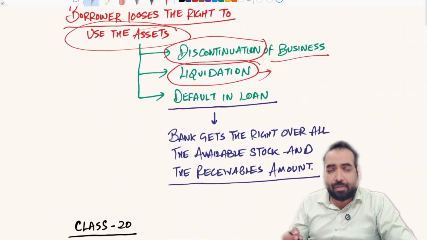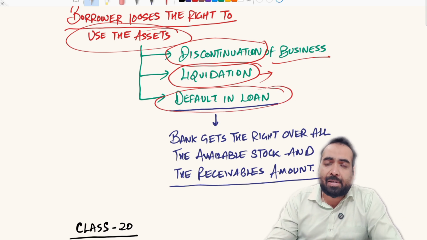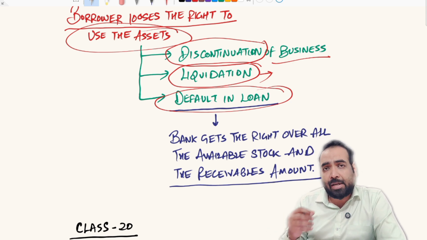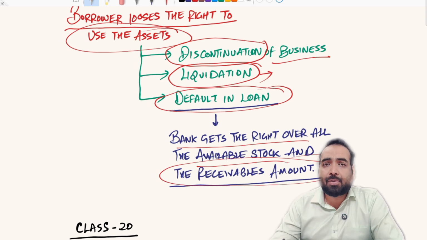And the third one, which is very important for us, is default in the loan. Whenever a borrower defaults and the loan turns NPA, the bank issues a letter to the borrower to freeze their stock and debtors. On the date of the notice, the crystallization of floating charge happens and the borrower loses the right of using that stock and receivables. So this was the concept of fixed and floating charge.